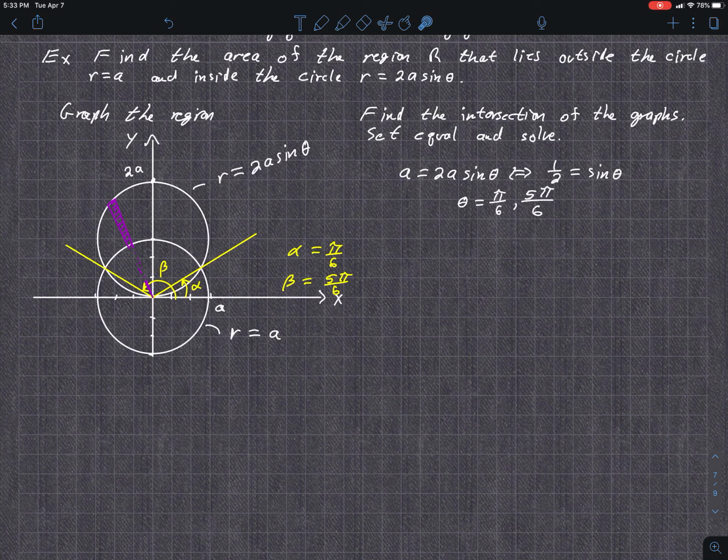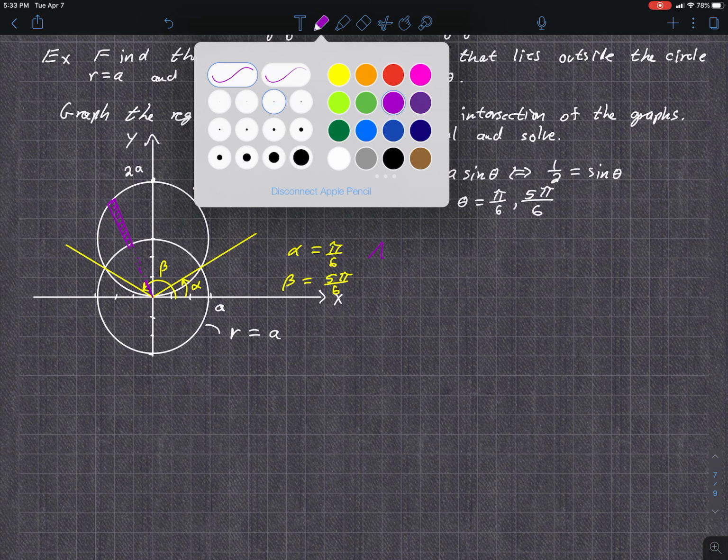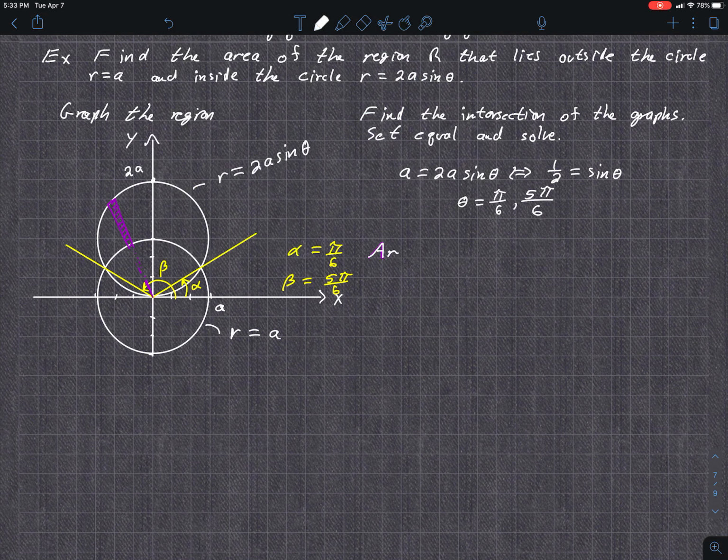So that's your representative polar rectangle that you're adding up basically from this function all the way out to this function. So r goes from a all the way to 2a sine theta. And then you're going to sweep that from here, which is your alpha, pi 6, all the way around to 5 pi 6. So your area, change the color on that.